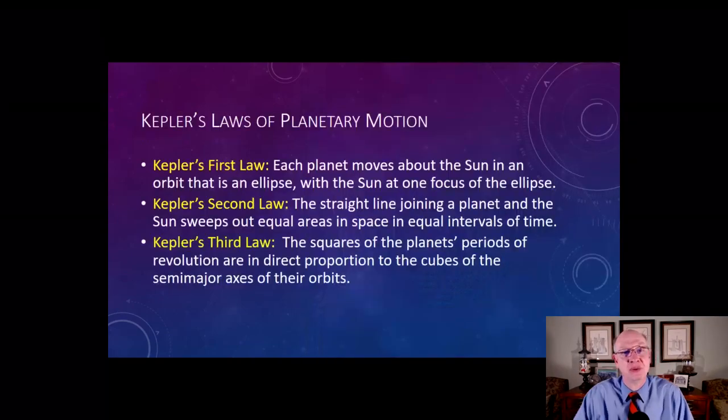All right, enough on Kepler's first law. Let's talk about Kepler's second law of planetary motion. Kepler's second law states, and I'll tell you how to state this a little more clearly in a minute, that the straight line joining a planet and the sun sweeps out equal areas in space in equal intervals of time. So what does he mean by that?